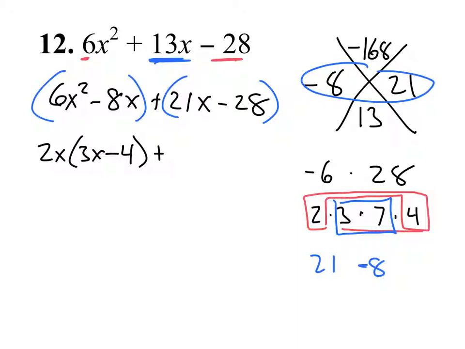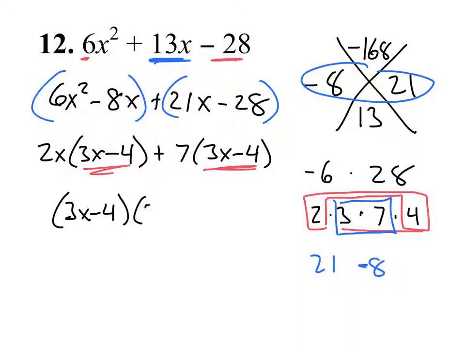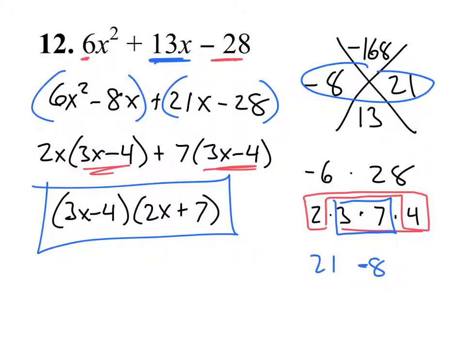Let's try this again. In my second group, what can I factor out? A 7. You're right, a 7. So I'm left with, again, 3x minus 4. I can now factor out that common binomial. So I'm left with 2x plus 7. And there's our factored answer. Questions on 12?